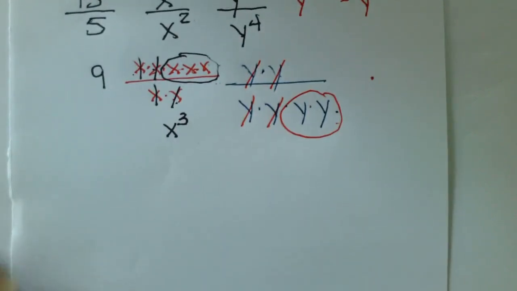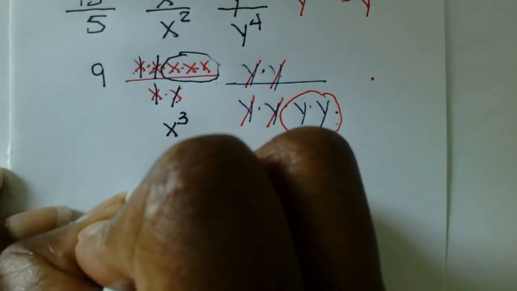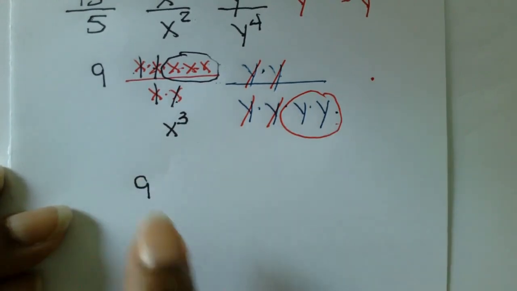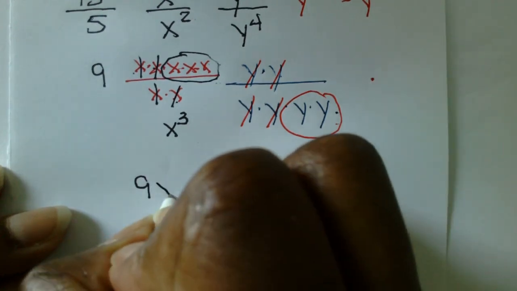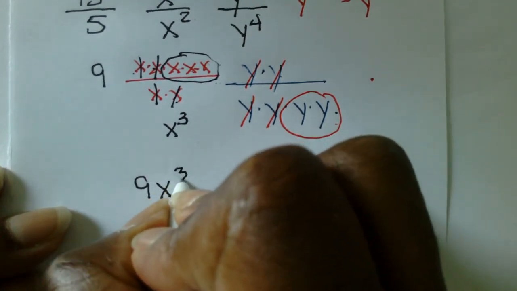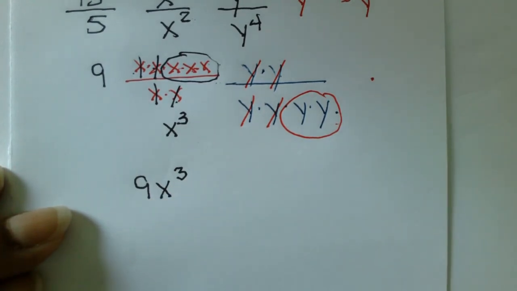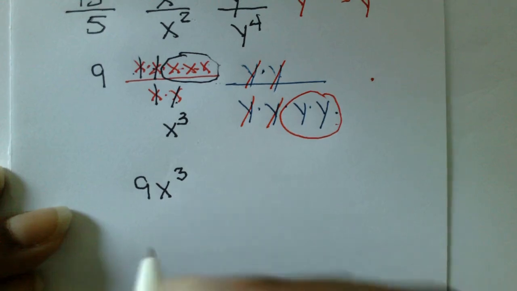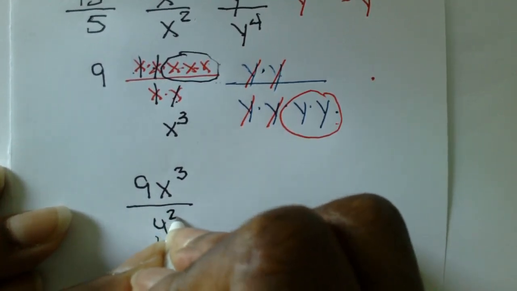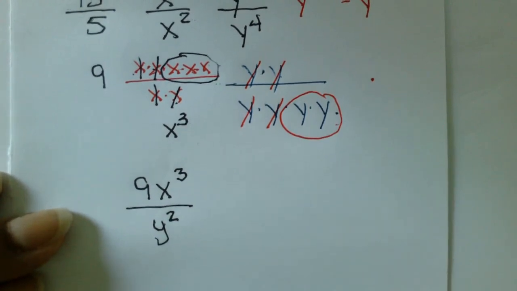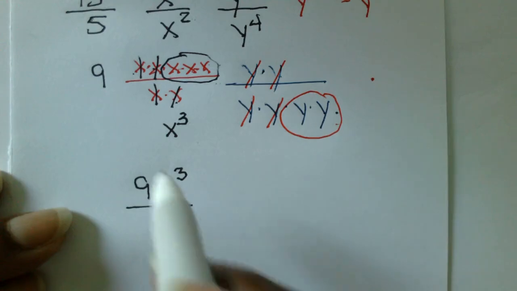So we have our 9, which is the same as saying 9 over 1. So that means the 9 is going to be in the numerator, along with the x cubed. But where is that y squared going to go? In the denominator. Okay, that's where the y squared is going to go.